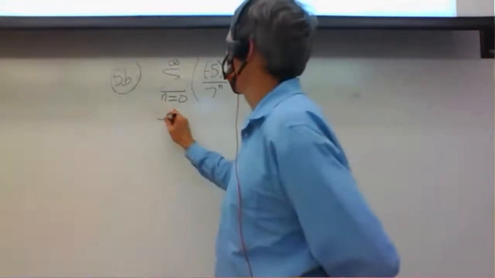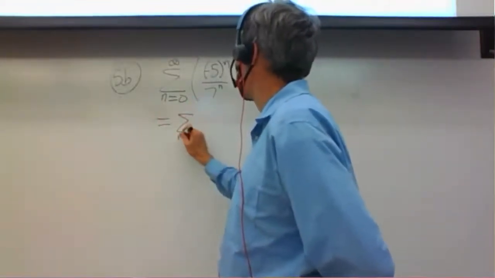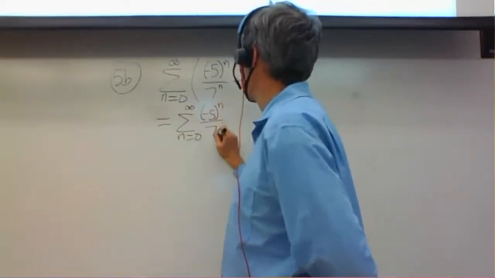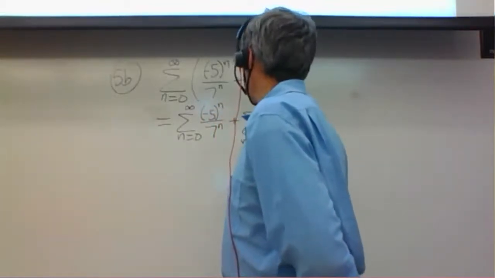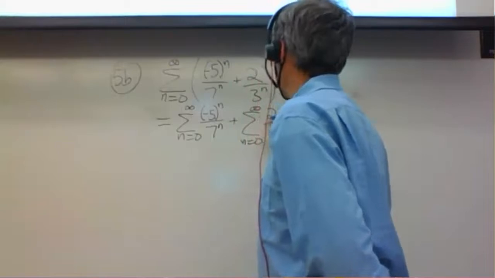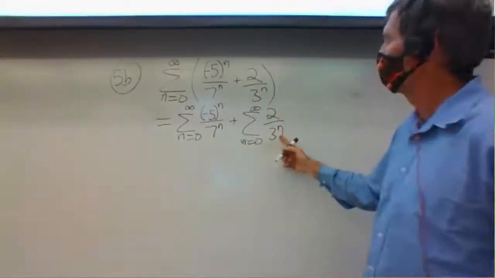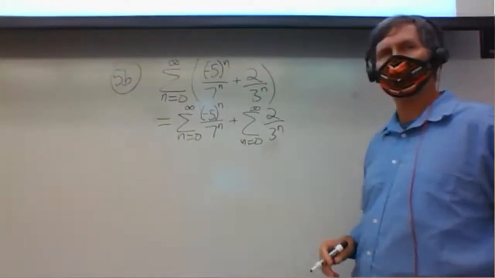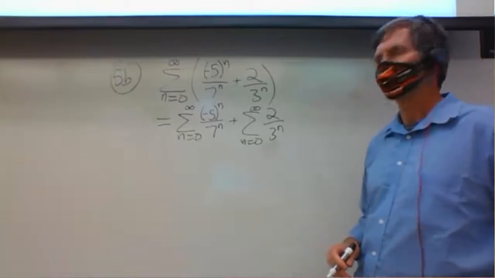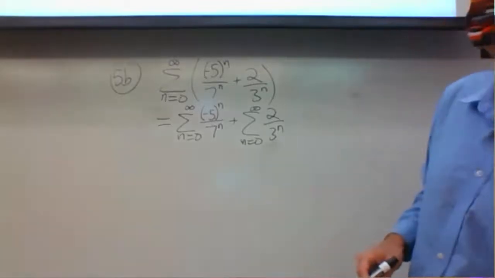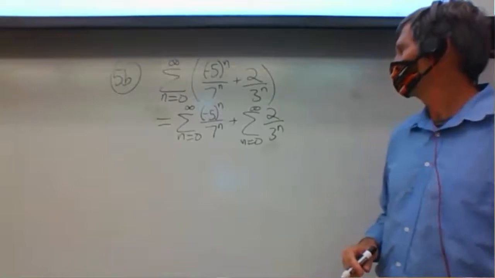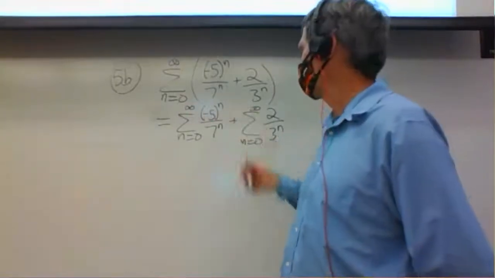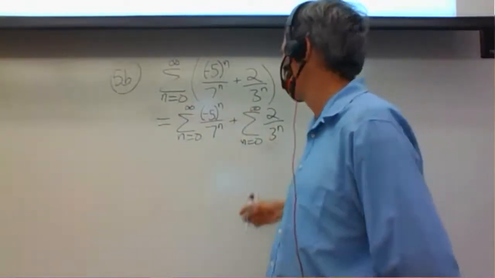This one, what you do is you rewrite it as the sum of the sums, by the sum of the sums theorem. This is sum n equals 0 to infinity, minus 5 to the n over 7 to the n, plus sum n equals 0 to infinity of 2 over 3 to the n, by the theorem that says if these converge, then the number they converge to is the same as this one. So we'll see if these converge, do they? What kind of series are they? Yeah, these are geometric series. Each term is multiplied by the same number, just like geometric sequences.